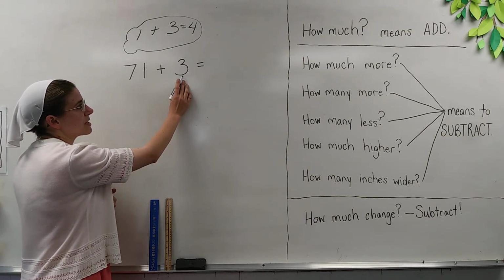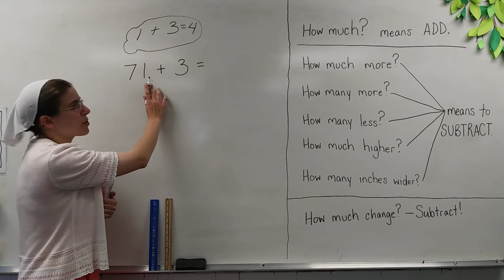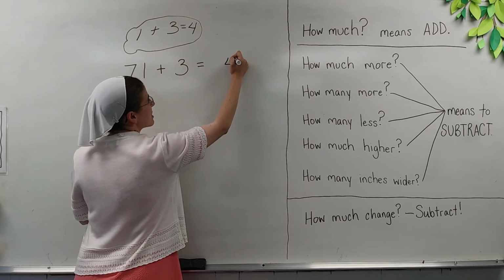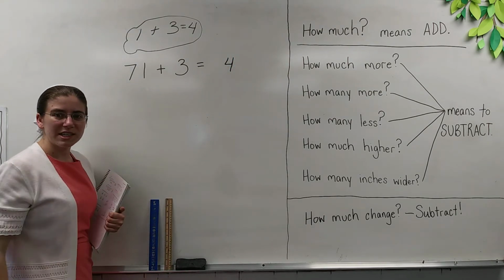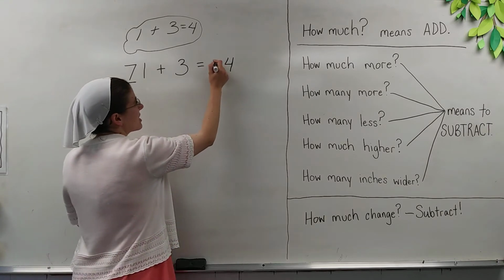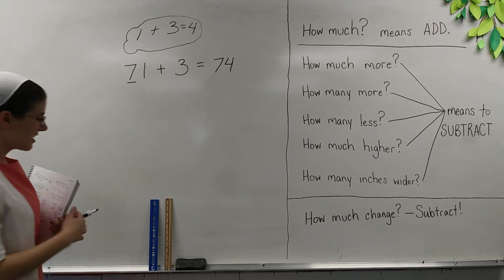71 plus 3 equals, what number goes in the 1s place? Remember, we already added the ones. So 4 goes in the ones place. And what number goes in the tens place? There is only one left, so the 7. 7 is in the tens place, we put 7 in the tens place. Okay?